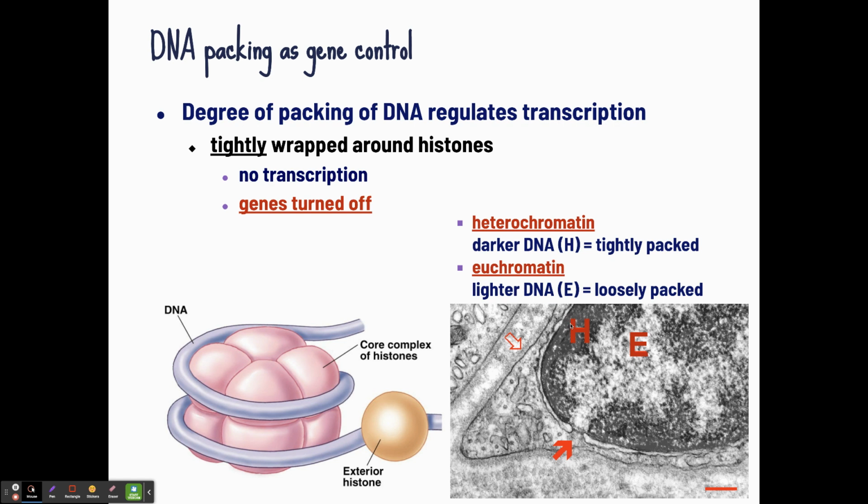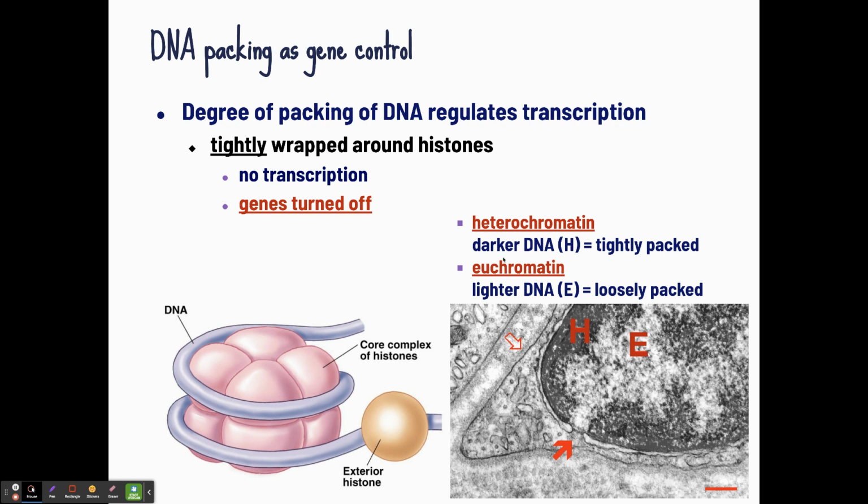Let's take a look at that. So, DNA packing is gene control. The degree of packing of DNA regulates transcription. If the DNA is tightly packed around the histones, the gene cannot be read. So in order for it to be read, the DNA and histones have to loosen up. Once it loosens, it allows for the gene to be read. It's tightly wrapped around the histones, as we said. If it's too tight, there's no transcription and the gene is turned off.